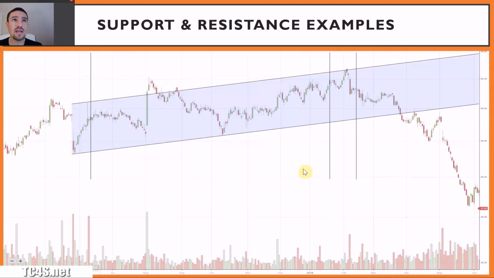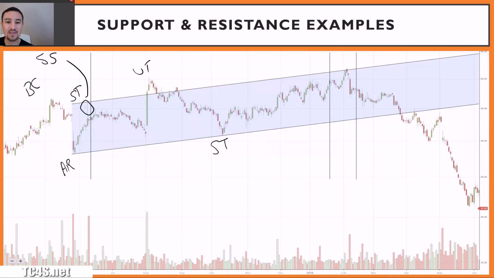So as you can see here, we've got an upsloping distribution structure. So if we were to go through the labeling, we would have our buying climax here, our automatic reaction, our secondary test, and note in here, this bar here, note the huge supply shoot. Then coming through into phase B, this would be an upthrust. We have a secondary test as well.